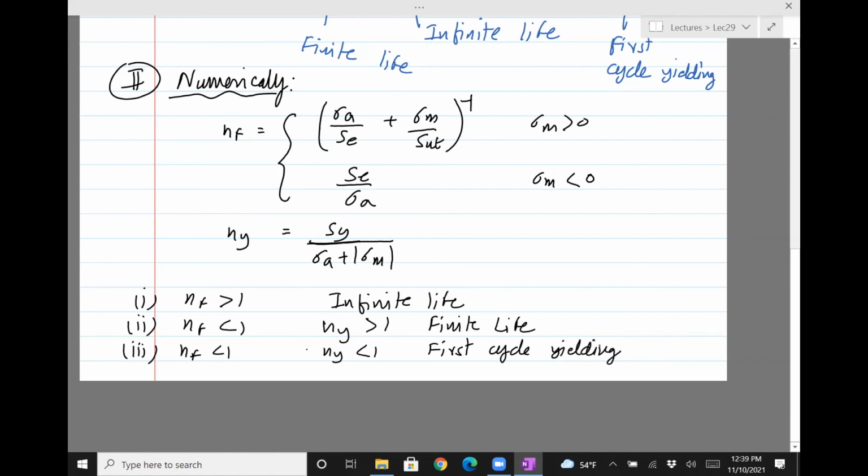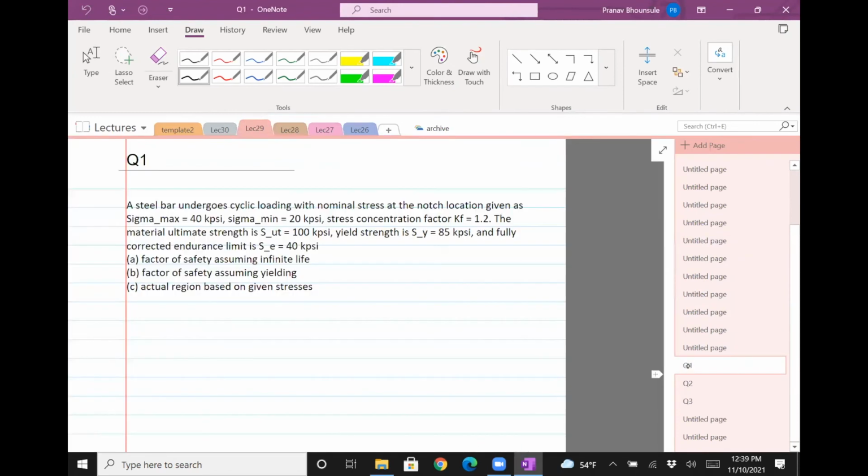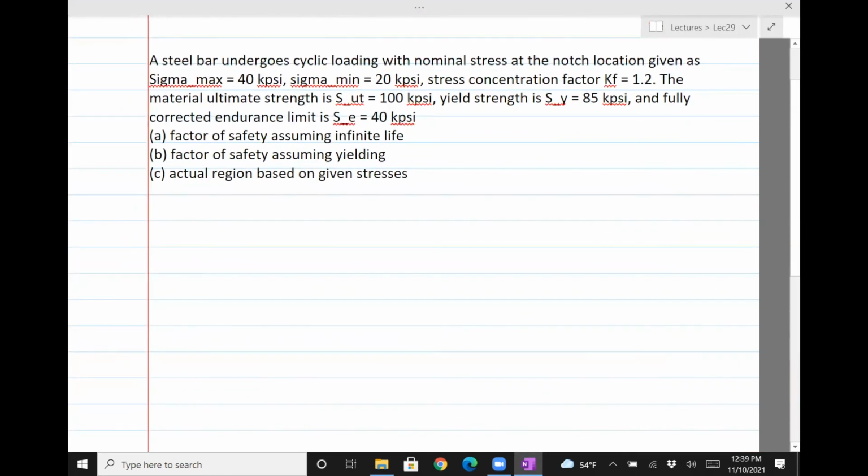Okay, so there are two ways to do the analysis to figure out which region it lies in, if it's going to fail or not fail. So let's try to use what we've learned on a problem, well, several problems, and we'll see how to make this prediction. A steel bar undergoes cyclic loading with nominal stress. The notch location is given, sigma max is 40, sigma min is 20. Stress concentration factor is also given. The ultimate strength, yield strength, and endurance limit are given. We need to find the factor of safety assuming infinite life, factor of safety assuming yielding, and the actual region based on the given stresses.